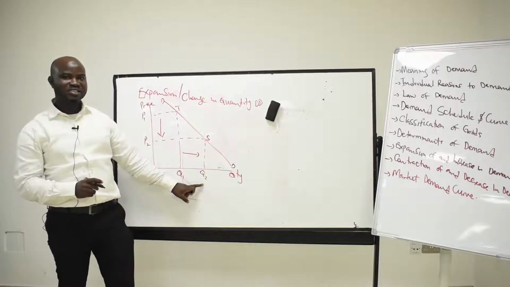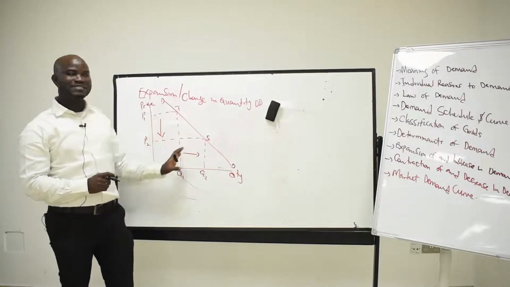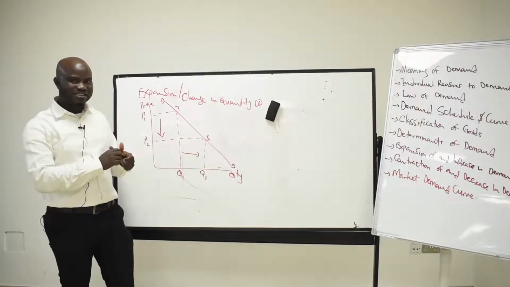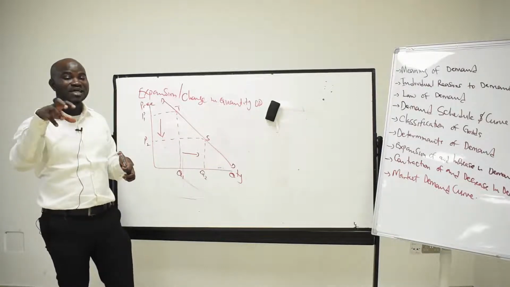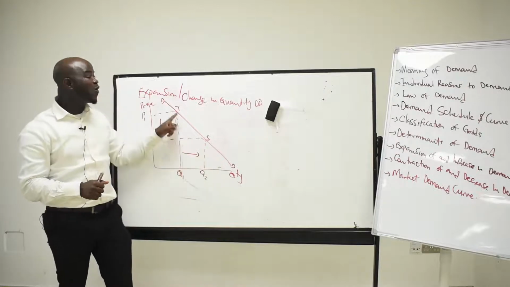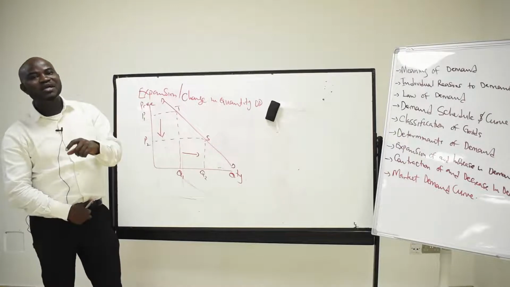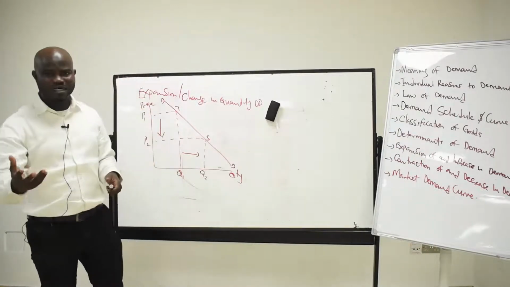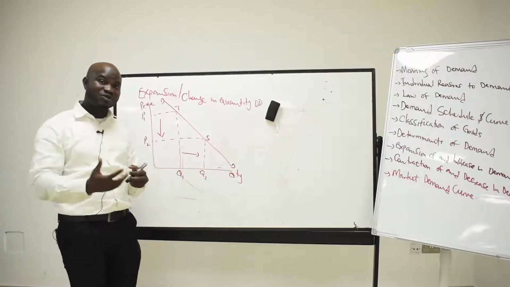Class, take note of something here, that the movement of the price here is what we call expansion or change in quantity demanded. That is, more of a product will be purchased when the price of that product is less. And you can see it is the movement along the demand curve. And the only thing that can bring about the movement along the demand curve is the objective factor of demand. What do we call the objective factor of demand? The price of the product itself.